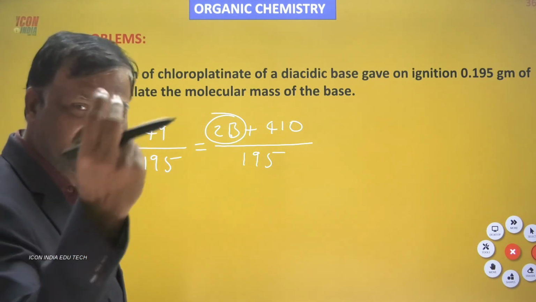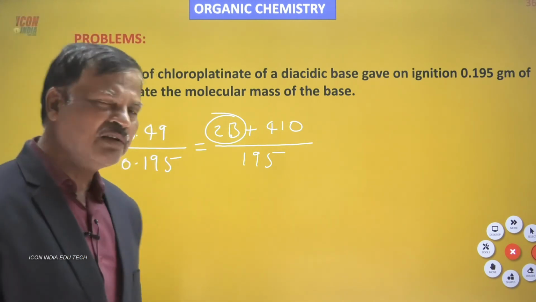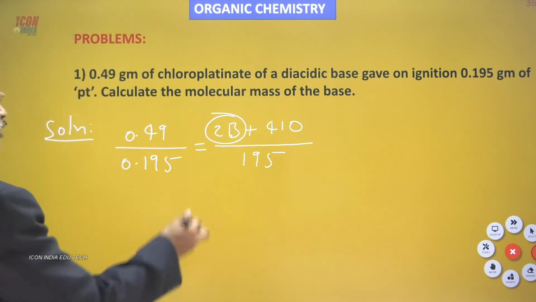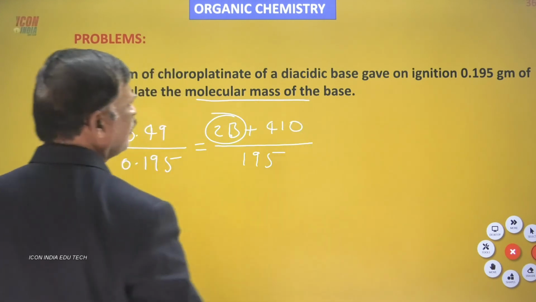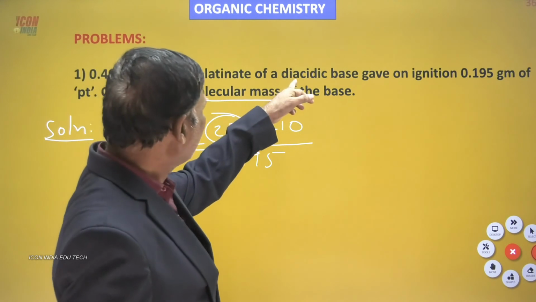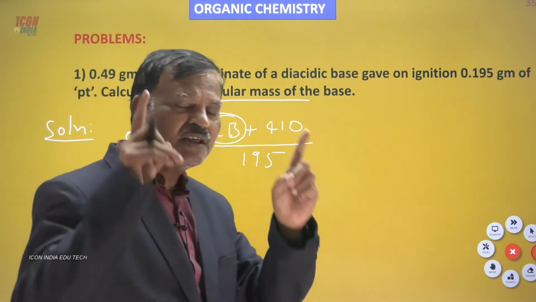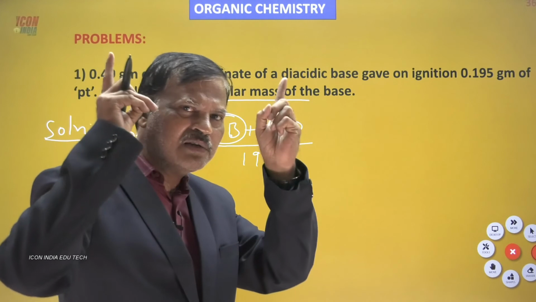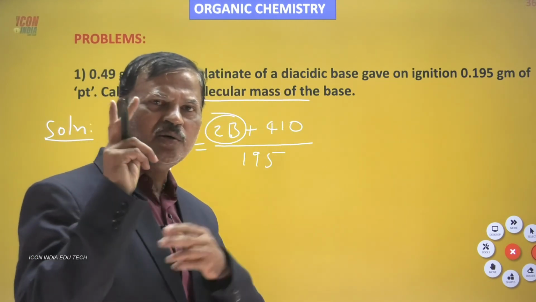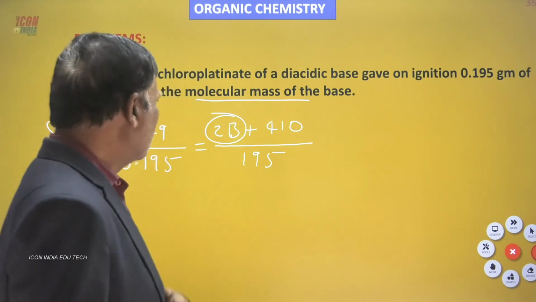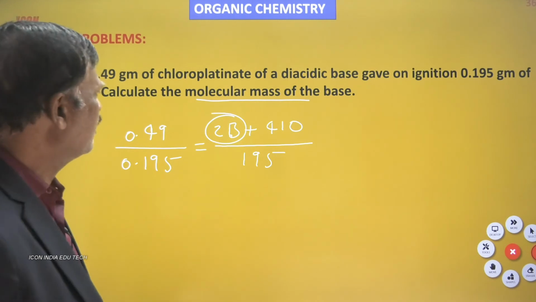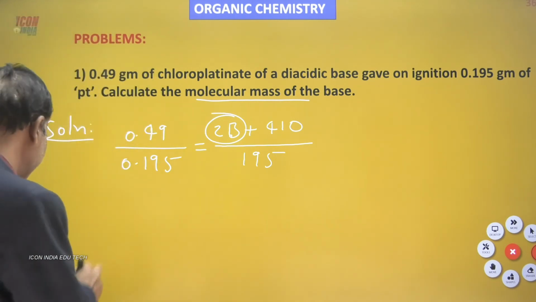2B gives 2 equivalents of base. So, equivalent weight of base is 1B. From that, you can calculate molecular mass, because they clearly mentioned it is a diacidic base. Diacidic base means you have to calculate 2B. 2B is 2 equivalents of base, that is equal to molecular mass of base. Okay.